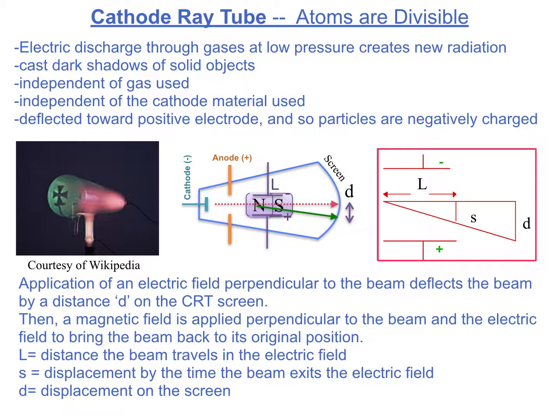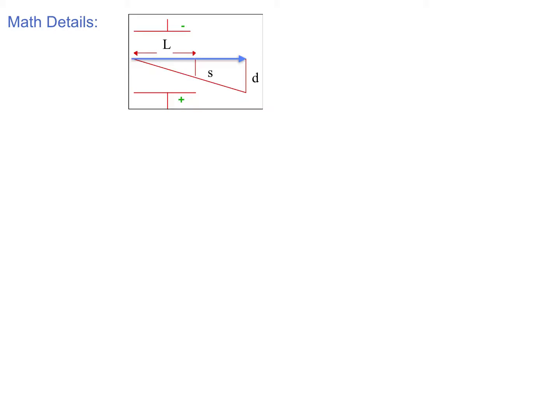We pay attention to all these details because in the next slide we're going to use these quantities to obtain the charge to mass ratio of the particles composing the cathode rays, or emanating from the cathode rays. So the math details follow. We have the cathode ray beam exiting the electric field after passing through a distance L. The displacement by the time they exit the field is s, and by the time they hit the screen on the cathode ray tube, they have registered a displacement D.